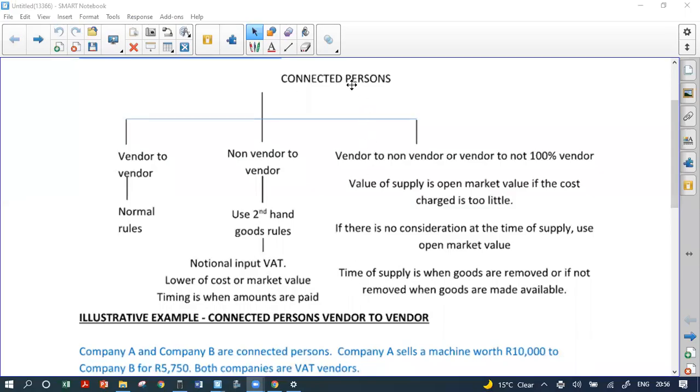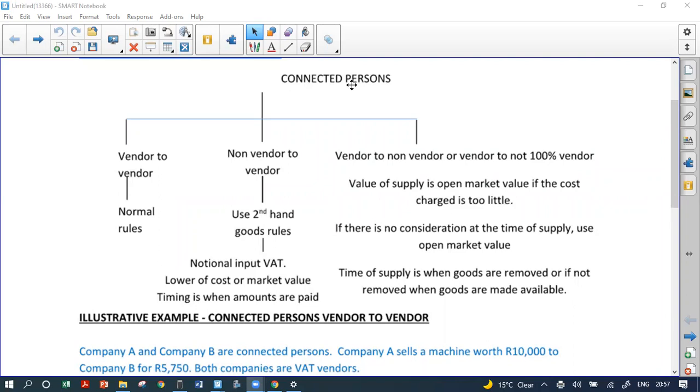Okay, so a connected person. Let me tell you what the difference is between a connected person and a branch. A connected person is where company A and company B are in the same group of companies. Branches are where the same company has got different branches in different locations.